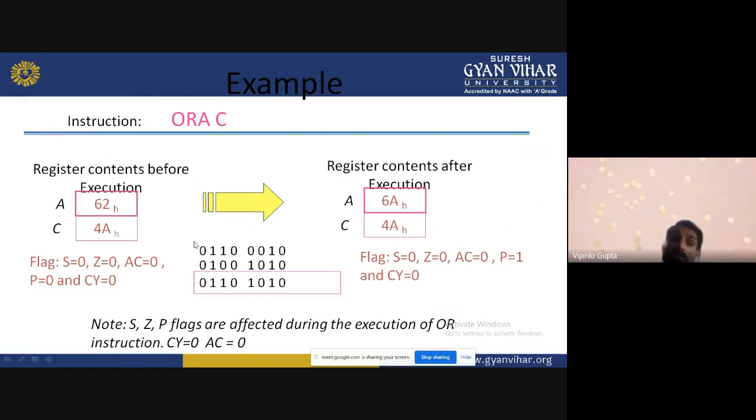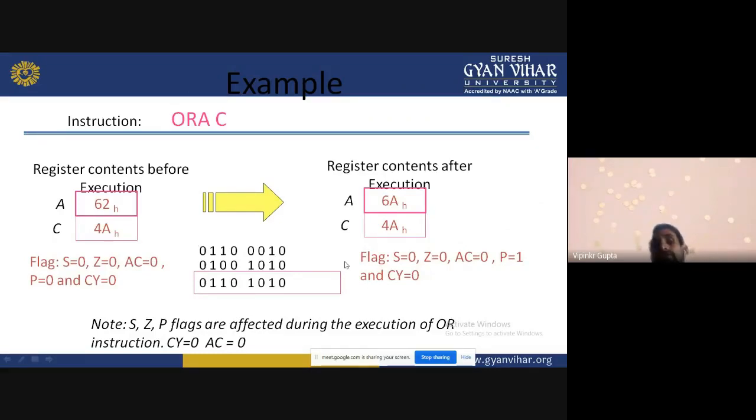Now we can calculate the flag positions. Sign, zero and parity flags are affected during the execution of the OR operation, and here the carry flag is also 0 and the auxiliary carry flag is always 0. In the AND operation, auxiliary carry is 1, but carry flag is also 0. But here auxiliary carry is 0. That is the difference between the AND operation and the OR operation.